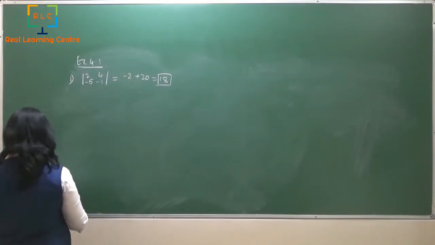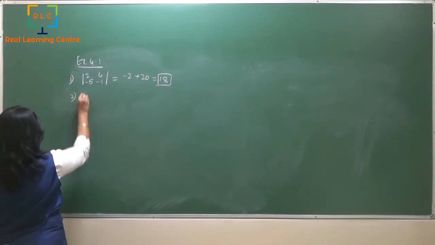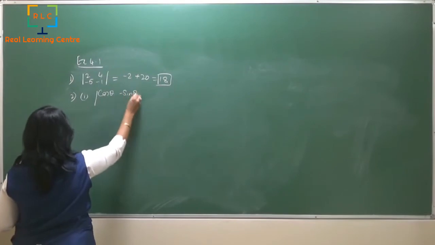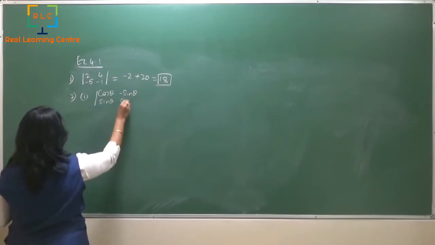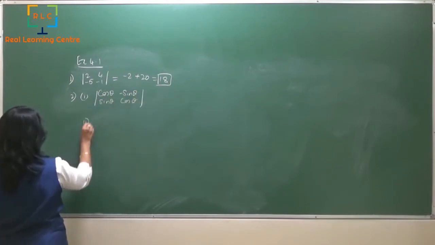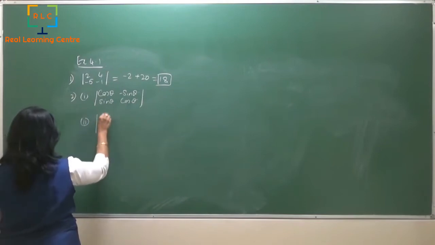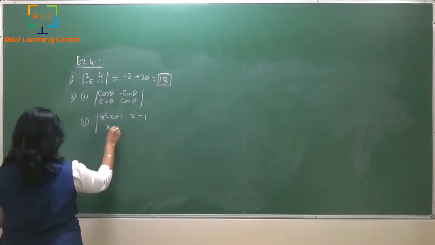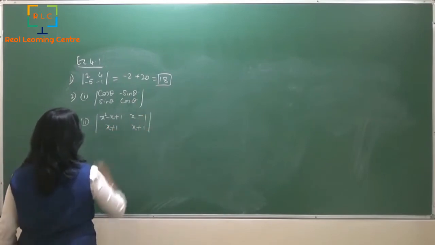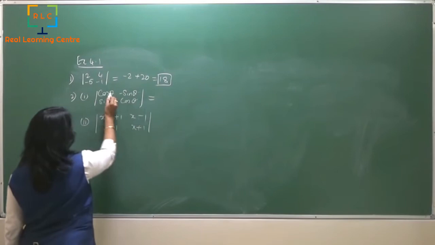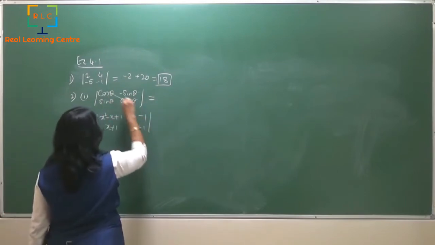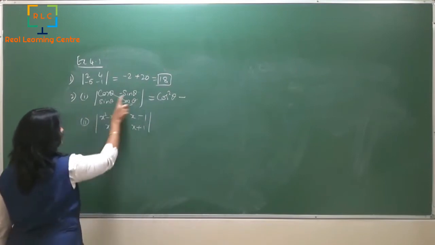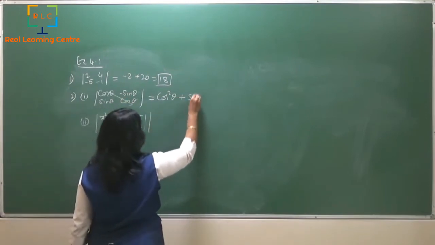Now let us go to the second problem, where you have the first one with trigonometric functions. Cos theta, minus sin theta, cos theta, and you have a sub question number 2 in this, which has x square minus x plus 1, x minus 1, x plus 1 and x plus 1. So this is equal to the product of the principal diagonal elements, which will give you cos square theta minus of minus sin square theta, which makes it plus sin square theta.